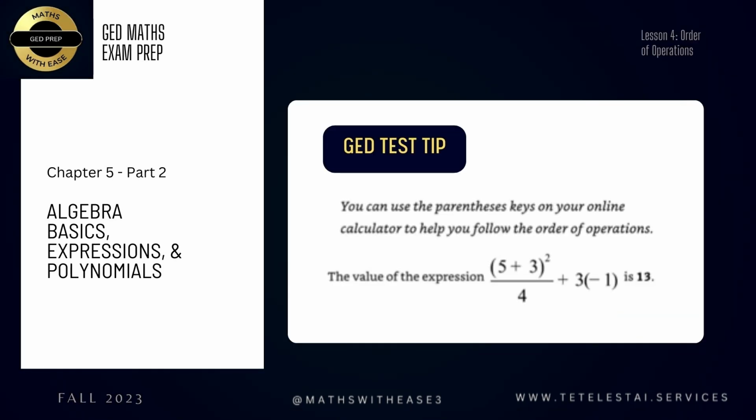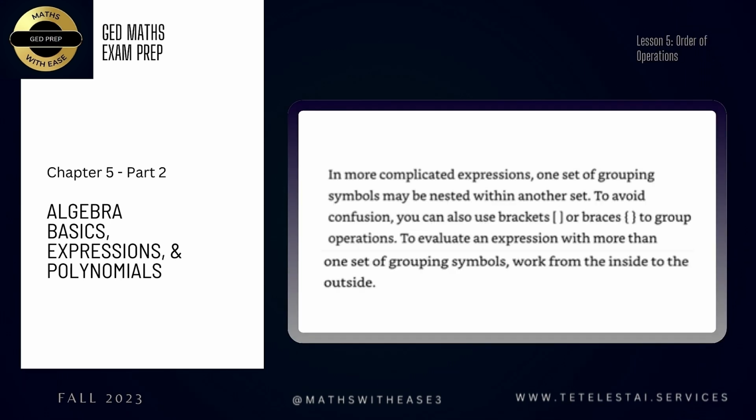So your calculator is programmed to recognize and follow the order of operations. When you're using your calculator and you're working with an expression similar to the example that we just completed, using parentheses will serve as an important guide to ensuring that you are actually following the correct order of operations. So as long as you enter your parentheses correctly, the calculator will follow the correct order of operations and will return the right answer. In more complicated expressions, one set of grouping symbols may be nested with another.